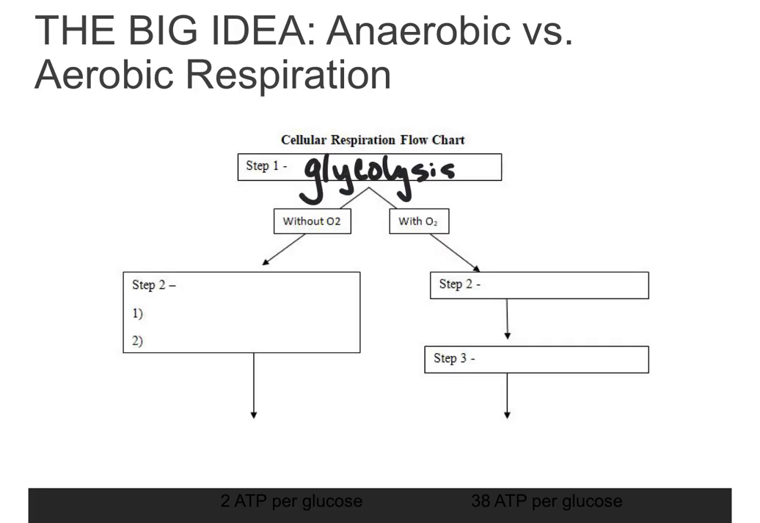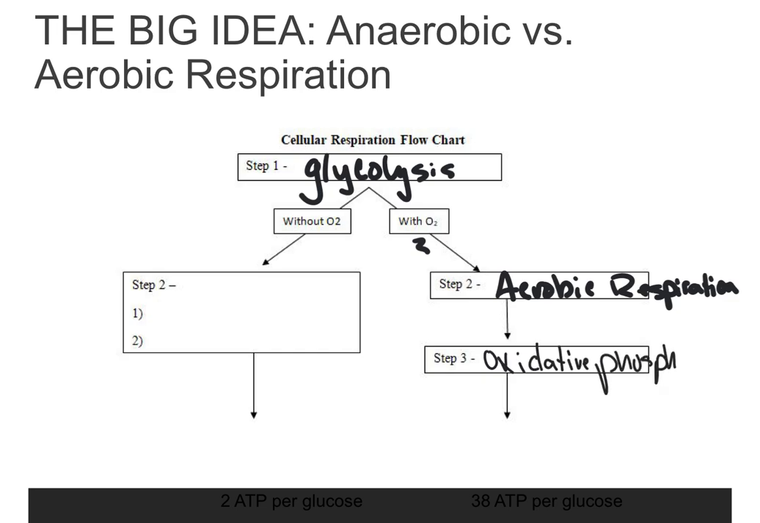So far we have been talking about oxidative phosphorylation with aerobic respiration. If there is oxygen available, then it's going to be aerobic respiration, which is going to lead to oxidative phosphorylation. And that's going to end up giving us 36 ATP.